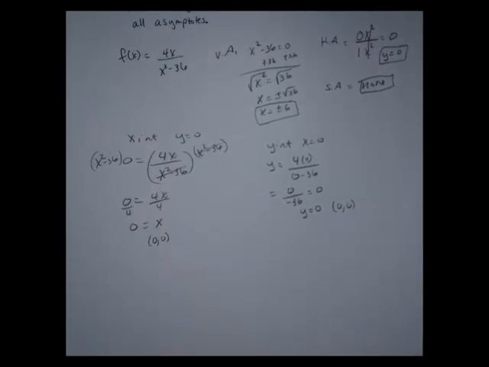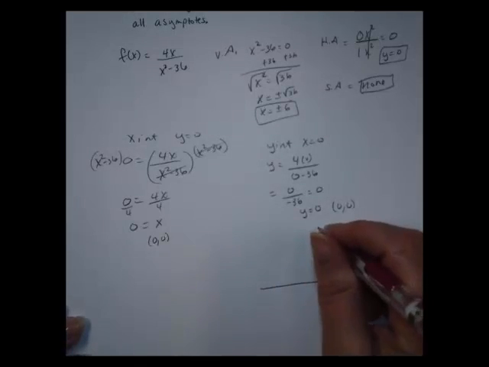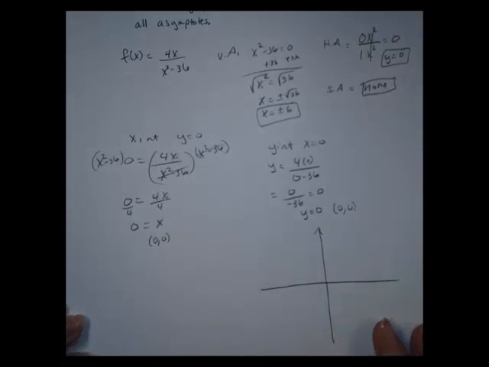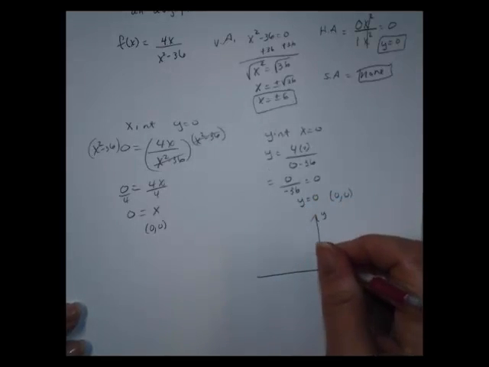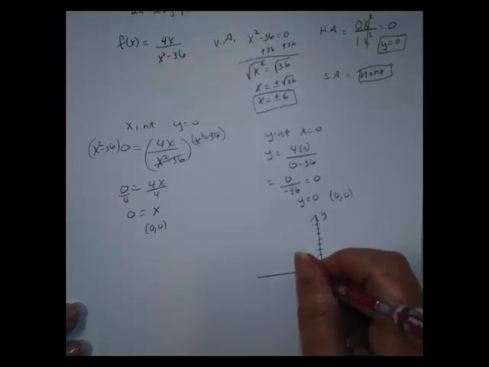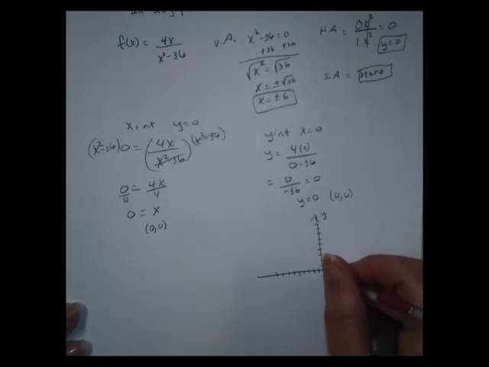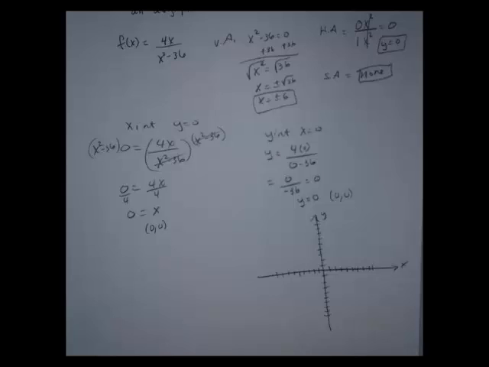So we have a few things on our graph that we now know, and we need to do a little bit more. We need to figure out what happens at each of our points. So I'm going to go ahead and start drawing our graph. This is our x, this is our y. Remember, try and balance your hash marks. But remember, we're always just sketching.